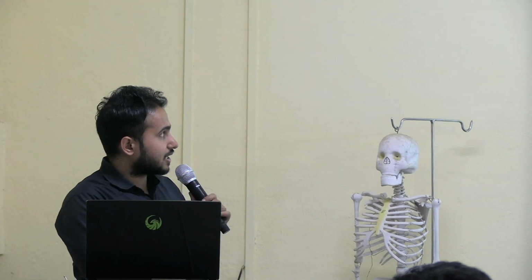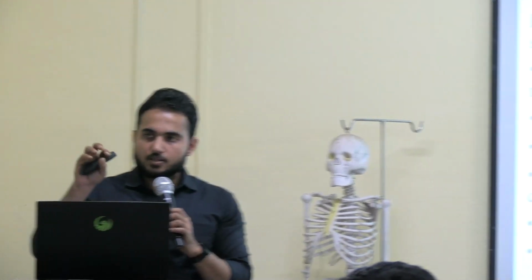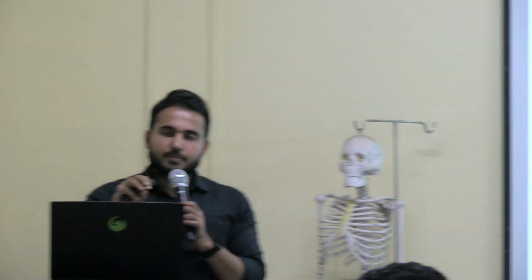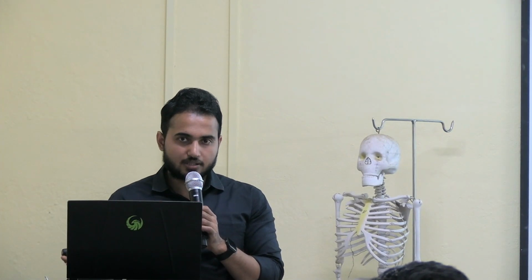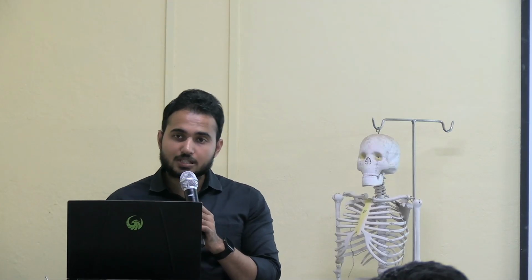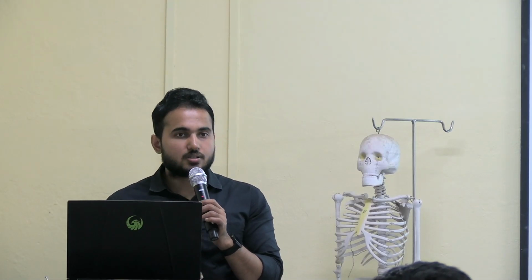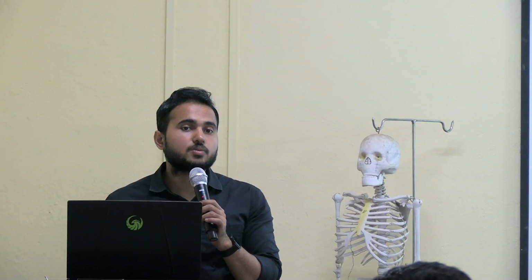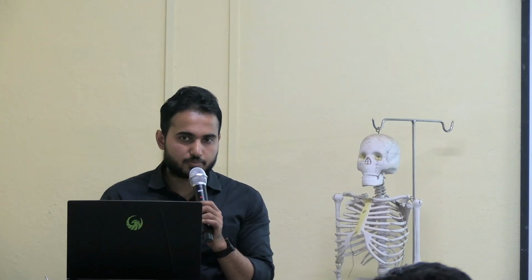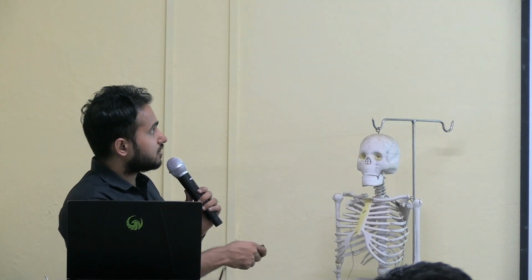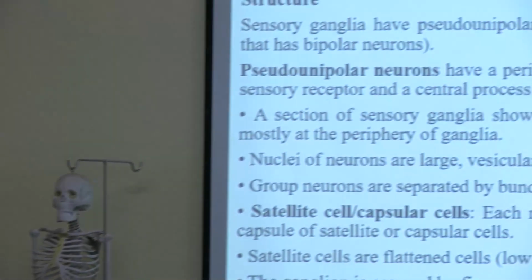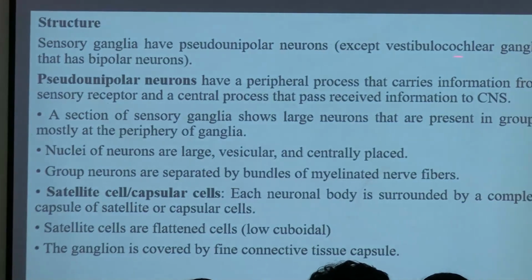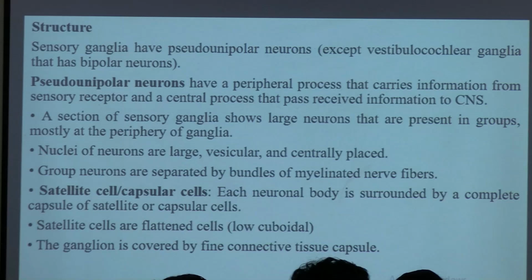Now, what is the structure? First of all, the ganglia, what I have mentioned, is a collection of cell bodies outside the central nervous system. Now, which type of neurons are present? In case of sensory ganglia, pseudo-unipolar neurons are present. This is the most important thing. But an exception is there, that is the vestibulocochlear ganglia, where we are getting bipolar neurons.